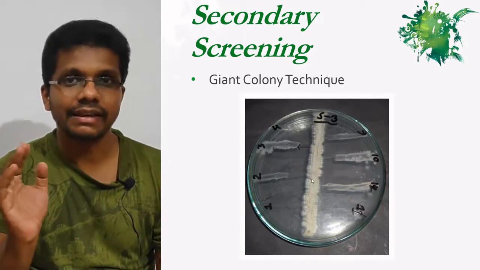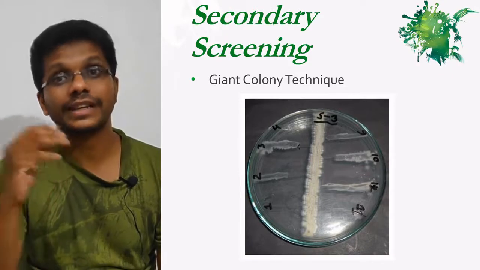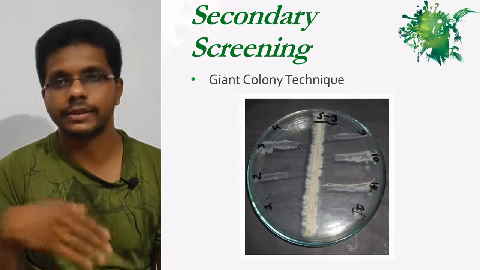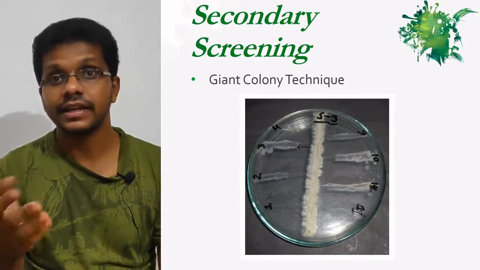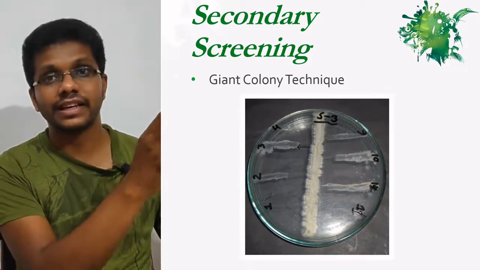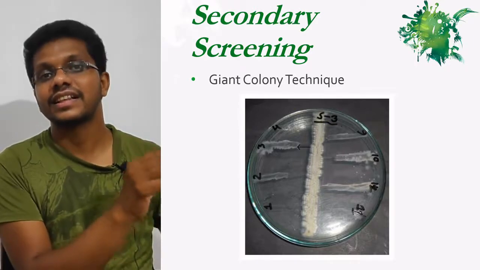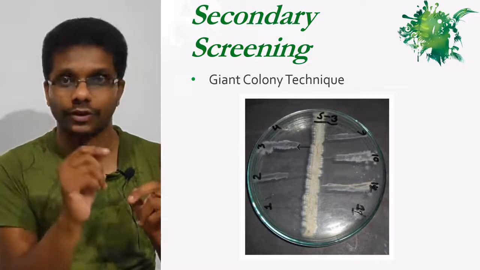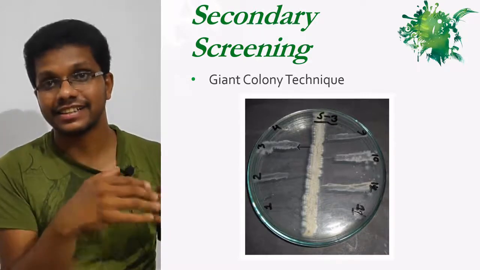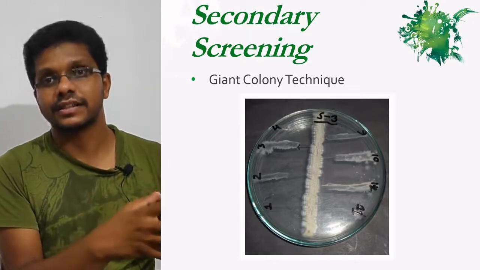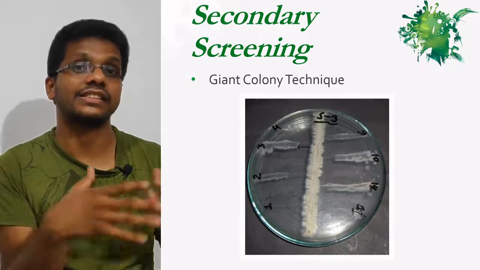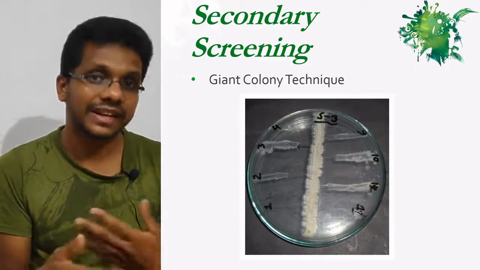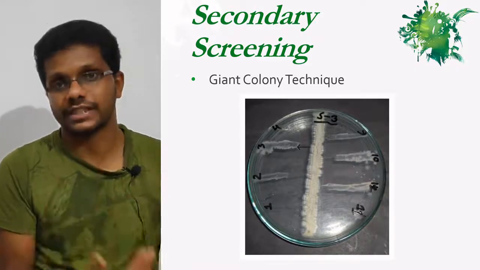So in the secondary screening, we will know the spectrum of effect of this antibiotic, whether it is inhibiting only gram negative or only gram positive, things like that. In the primary screening crowded plate technique, all you know is that the microorganism is producing an antibiotic. But in secondary screening, you know more. You know the spectrum of action, whether it is specific for gram positive or gram negative or for all microorganisms. So secondary screening gives more information.